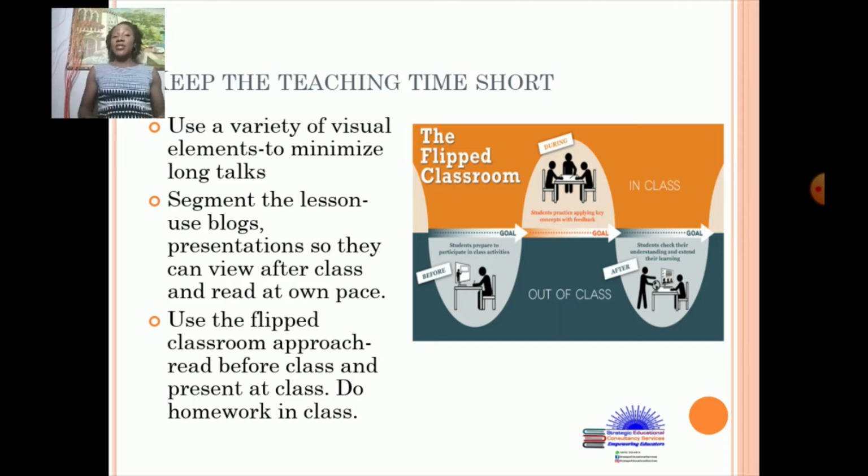You also want to segment your lesson. You can use blogs, you can use presentations so that they can view after class and read at their own pace as well. So instead of teaching all the content for the 1 hour, you are teaching for half an hour, 40 minutes, 45 minutes, and then you're giving them time to grasp the content, to relate to you, to do some activities, or that they can use to start going over the materials that you have just presented. Because they learn differently. They're not all going to be at the same pace. They will follow along, but there are some learners that will need time to go over the material.